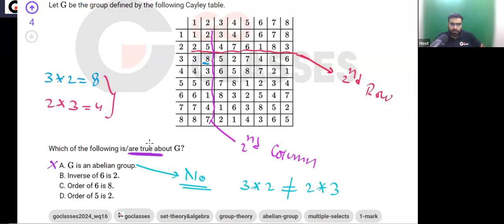Remember, the question is asking for true statements. The question is not asking for false. The question is asking for true statements. What can you say about the inverse of 6?